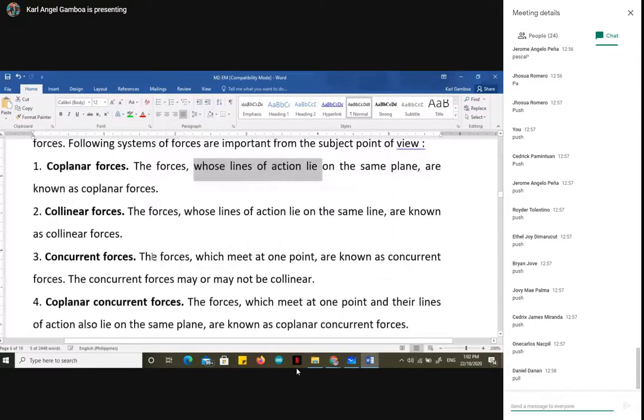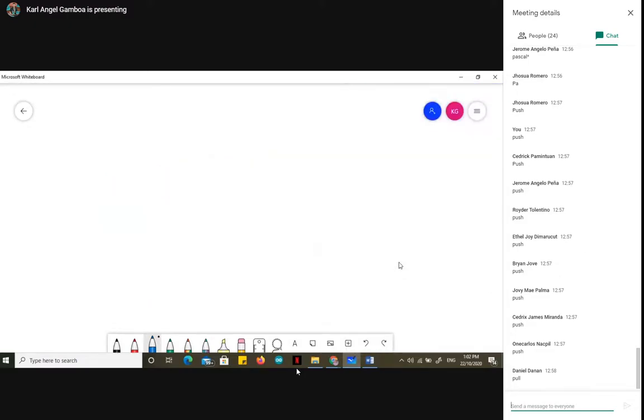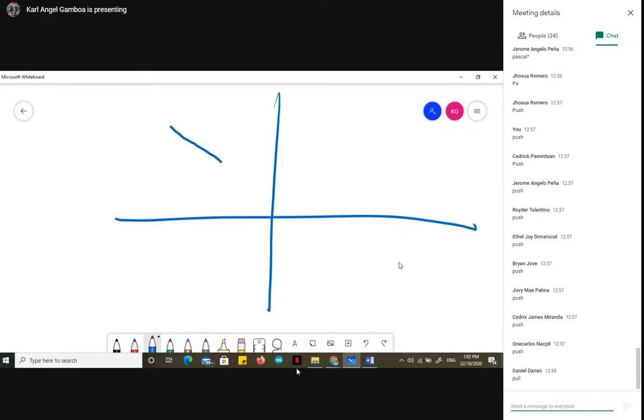Okay, next, concurrent. The forces which meet at one point are known as concurrent. The concurrent forces may or may not be collinear. So, paano naman yung concurrent? For example, now, you have here, ayan, ayan, ayan. So, for example, guys, you have now a force here na pumunta rito sa origin. So, para matawag na concurrent yan, guys, lahat ng force galing sa isang point. Ayan. And then, meron pa tayo dito sa negative y. Ayan. So, concurrent kasi yan, guys, nagkikita sila at certain point.